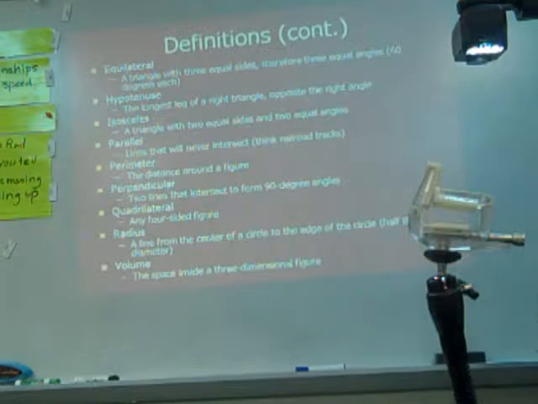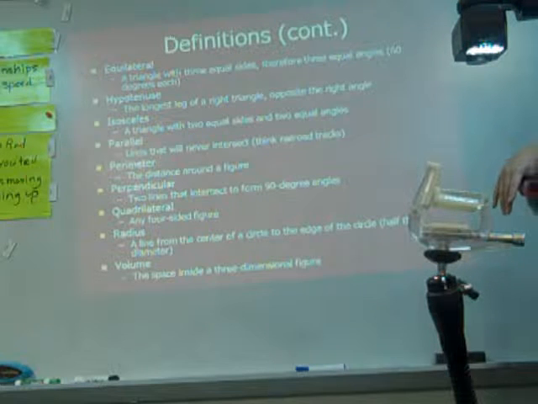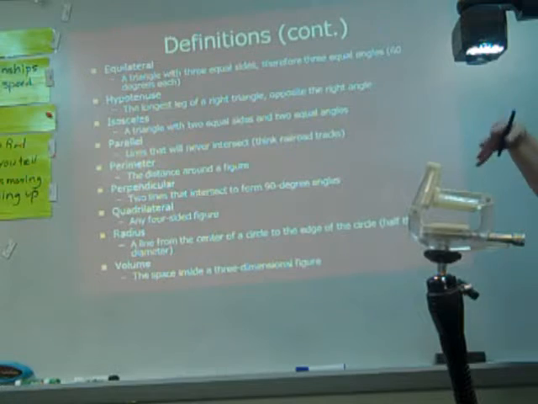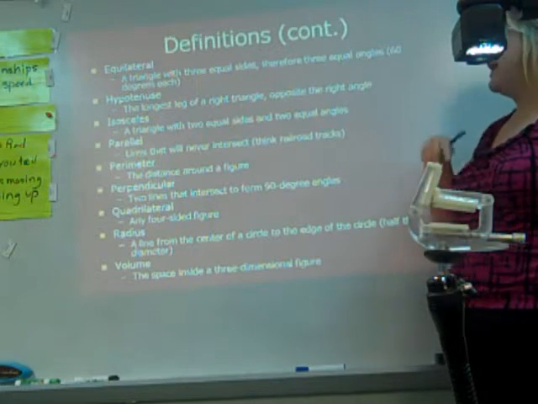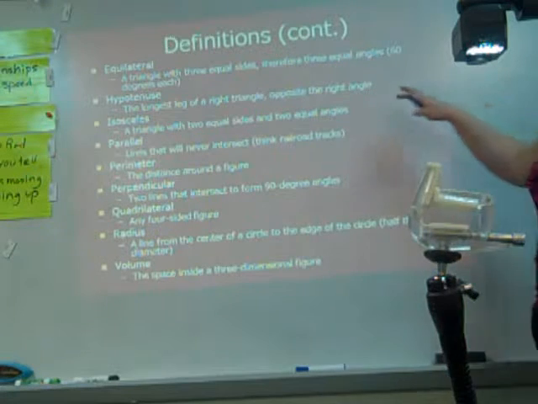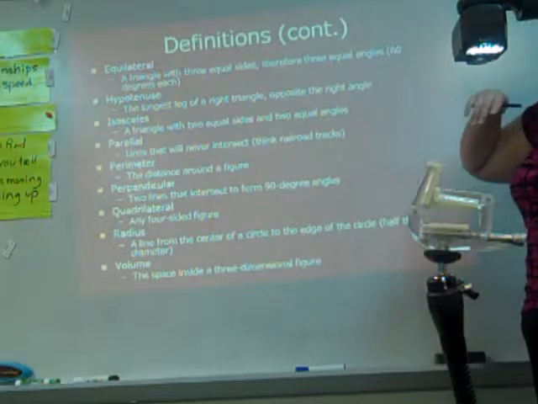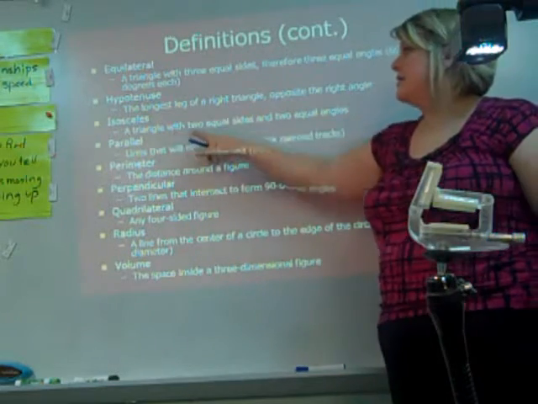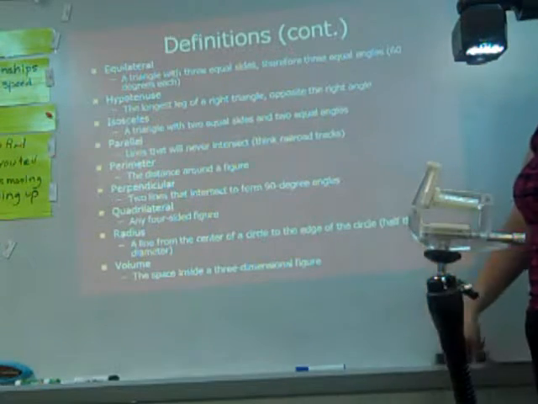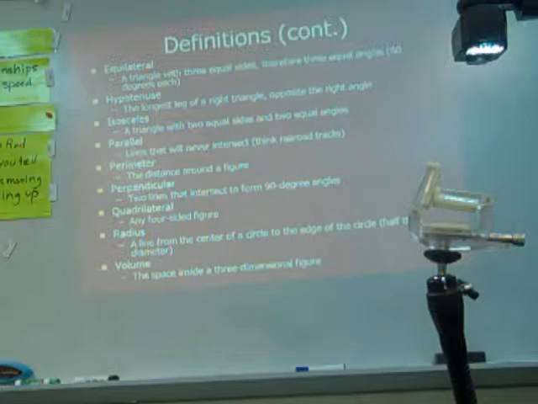All right. Equilateral, a triangle that has 3 equal sides. And if it's equilateral, it is also equiangular. It can't have 3 equal sides unless it also has 3 equal angles. And those angles would all be 60. The hypotenuse is the longest leg of a right triangle, and it's always across from the right angle. Isosceles triangles have 2 equal sides, so equilateral have 3, isosceles have 2. And if they have 2 equal sides, they also have to have 2 equal angles.